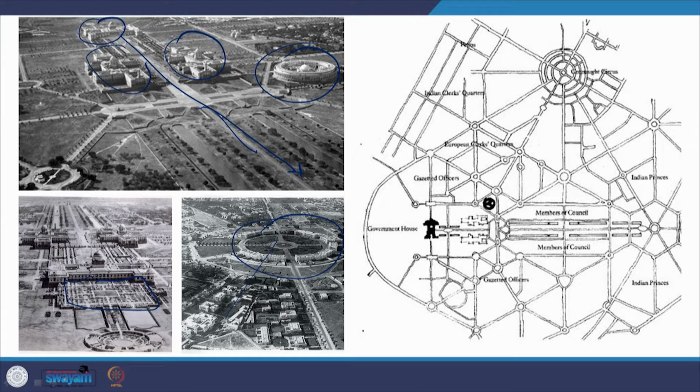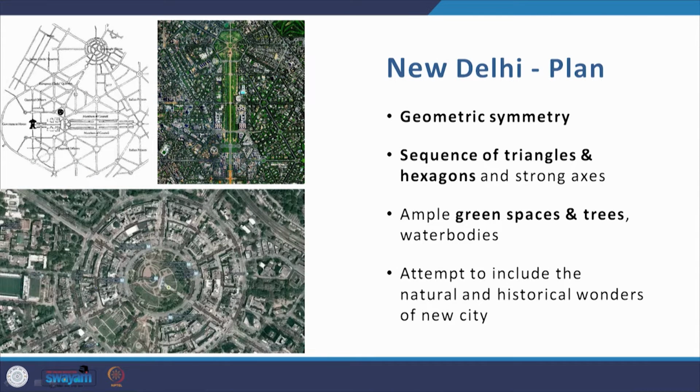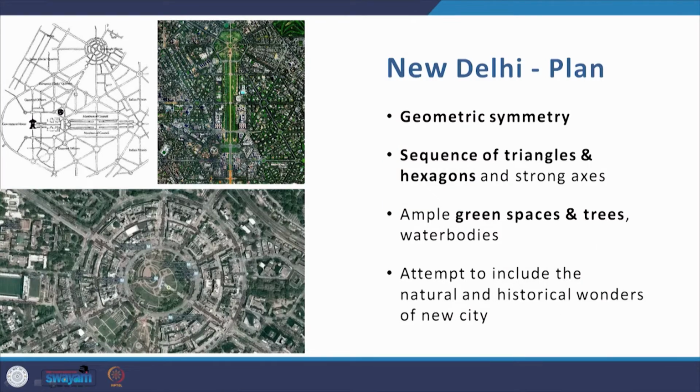So, let us come to the plan itself. The plan of New Delhi was dominated by geometric symmetry, and very interestingly, the plan of Chandigarh is also dominated by geometry. Now, the way symmetry has been highlighted in New Delhi is different from Chandigarh. We will come to that later, but this geometric symmetry here was a sequence of triangles and hexagons and strong axes, not one, but there were different axes used by Lutyens.